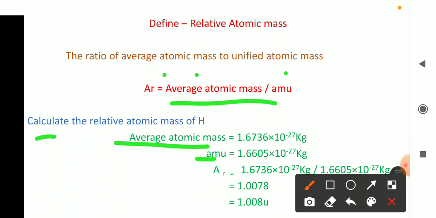So once again, let me tell you what is called relative atomic mass. It is the ratio of two things. What are they? One is average atomic mass. So it is the ratio of average atomic mass to the unified atomic mass, and by using this term we have calculated the relative atomic mass of the hydrogen atom.